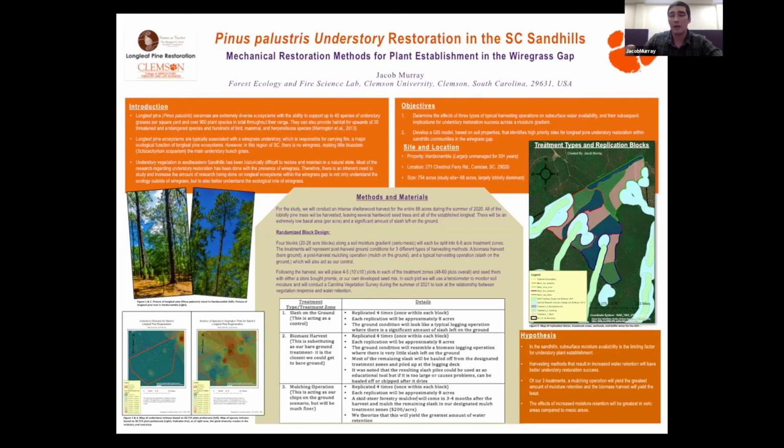And then finally, we're going to have a mulching operation where we'll have a significant amount of mulch on the ground. And those will be our 3 treatments. And those will be replicated in each of the 4 blocks. And then following the harvest, we'll have, I think, 4 to 5 plots in each of the treatment zones, giving us 48 to 60 plots overall.